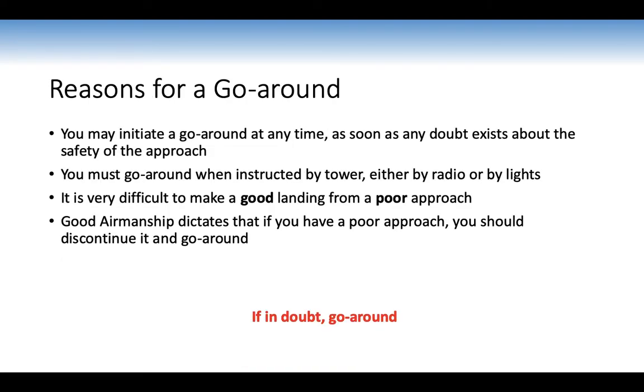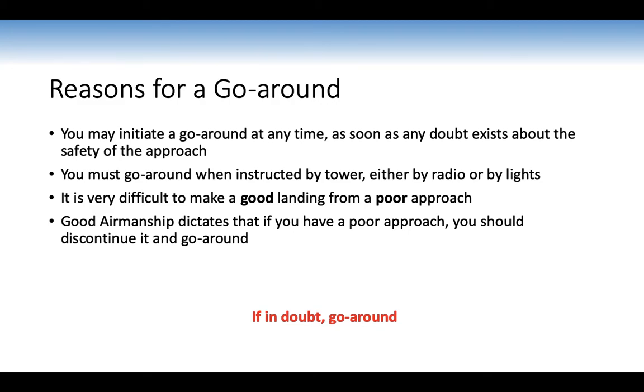So, reasons for a go-around. You may initiate the go-around at any time as soon as any doubt exists about the safety of the approach, as you could risk a hard landing or an undesired aircraft state. You must go around when instructed by tower, either by radio or by lights. So we'll look at this in our application of how it's conducted.